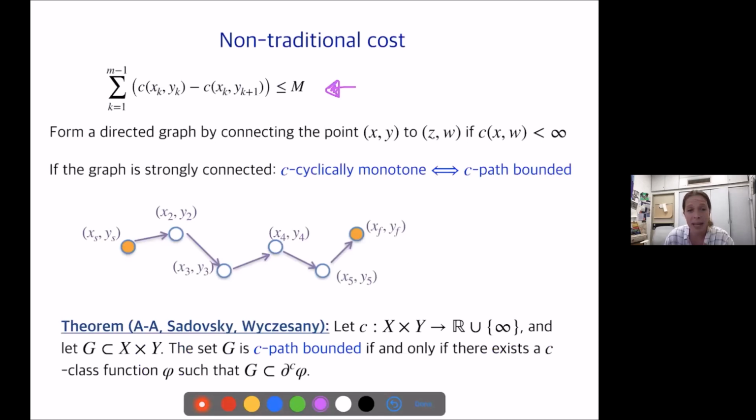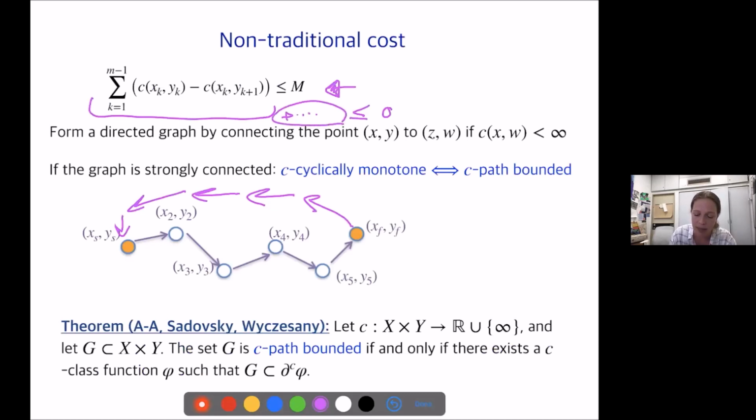And if this graph is connected, and this is a directed graph, so I say strongly connected, any point has a directed path to any other point. If you show this, then indeed, what I told you in the previous slide says that C-cyclic monotonicity is equivalent to C-path boundedness, because going back from (xf, yf) to (xs, ys), you can do it in many steps. You don't have to do it in one step. So long as you have one path connecting between them, then you can do what I said before about looking at this sum over here and adding to it all of the terms in this new path, saying that the total thing is less than 0 by cyclic monotonicity, and then taking this guy and moving it to the other side. This will be your M. This will be your bound.